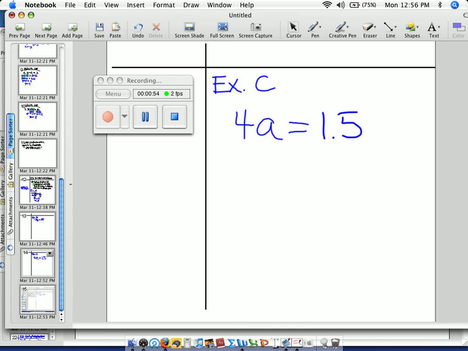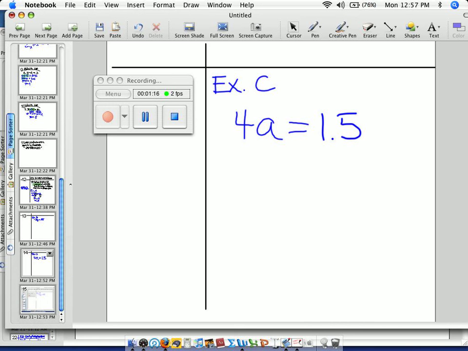Did that make sense to you guys? Yes. The equal sign is like a balance. It's like a seesaw. One side has to equal the other side. So if one side is 1.5, I can move it to the other side because they're equal. They are the same amounts. So it doesn't matter if it's on the left or on the right.